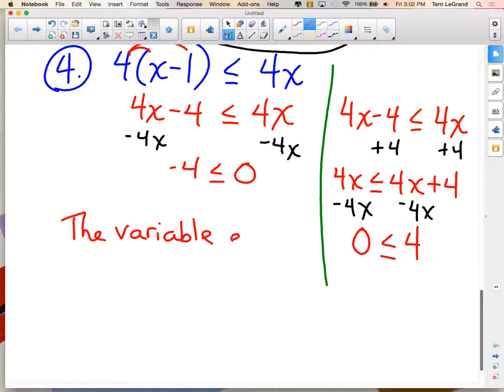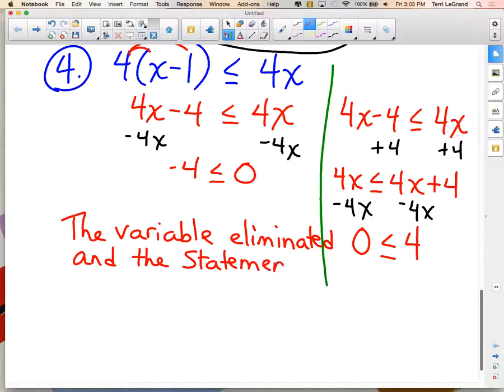So in our practice notes here, we're going to put the variable eliminated and the statement, and we're going to evaluate: is it a true statement or a false statement? Both of them? No matter which way I do it? Yeah, -4 is less than 0. 0 is less than 4, so no matter what, I end up with a statement that is true. So what's that mean? Our solution is all real numbers.